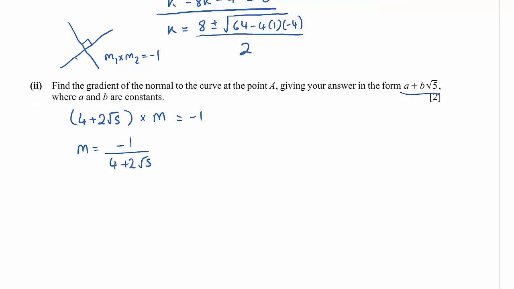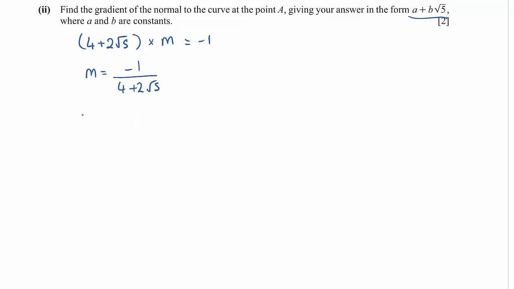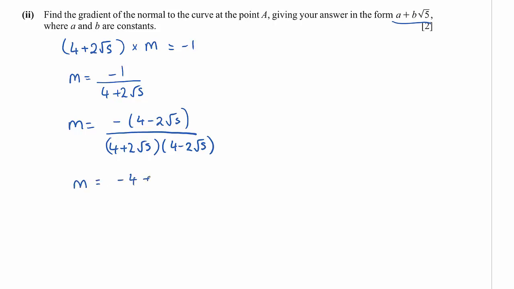We need it in this form, so what we need to do is rationalize the denominator. So m is going to be negative (4 minus 2 root 5) over (4 plus 2 root 5)(4 minus 2 root 5). So that's going to be negative 4 plus 2 root 5 over 16. Remember, this is a difference of perfect squares, so we don't need to worry about the cross terms.